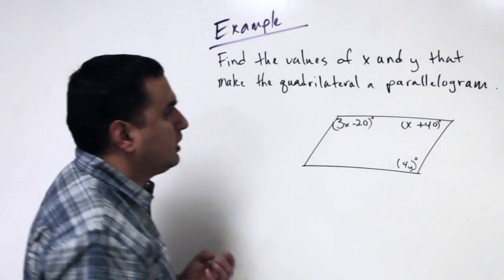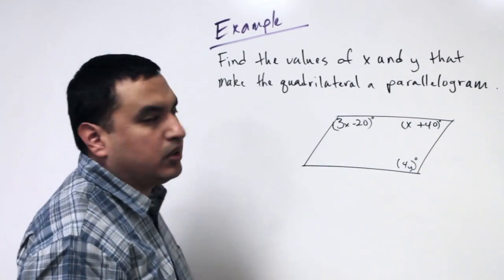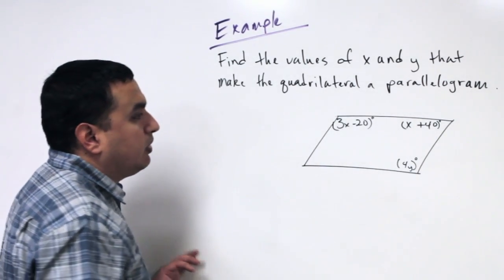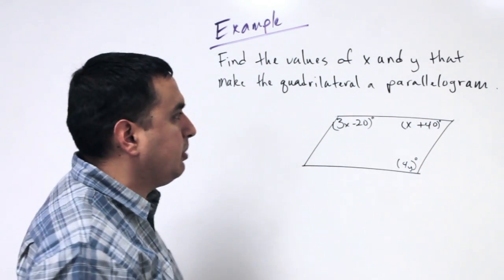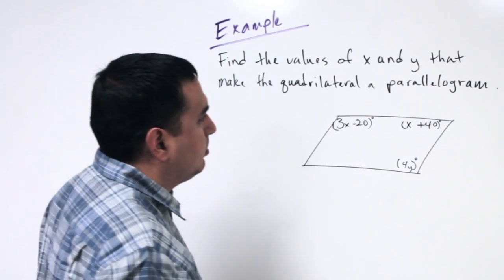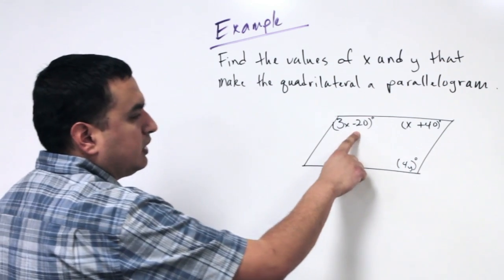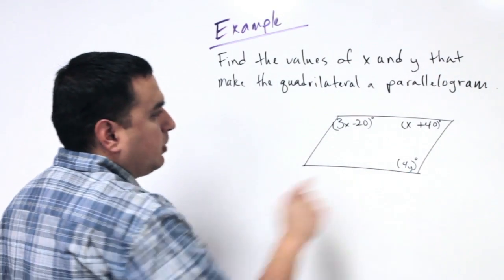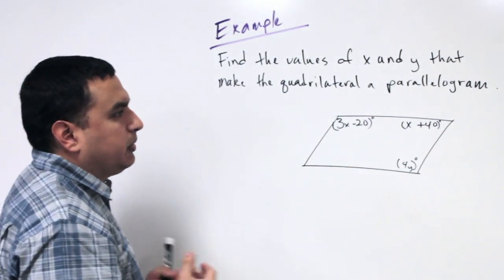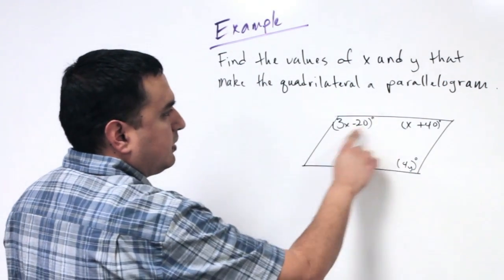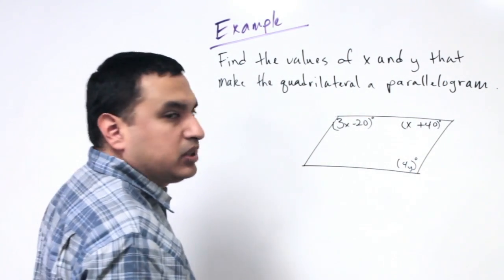All right, here's a different type of problem. We're still trying to show that this quadrilateral is a parallelogram, but they want us to figure out the values that would make it a parallelogram. So I have this 3x minus 20, x plus 40, and 4y here. If it is a parallelogram, I know that consecutive angles are supplementary.